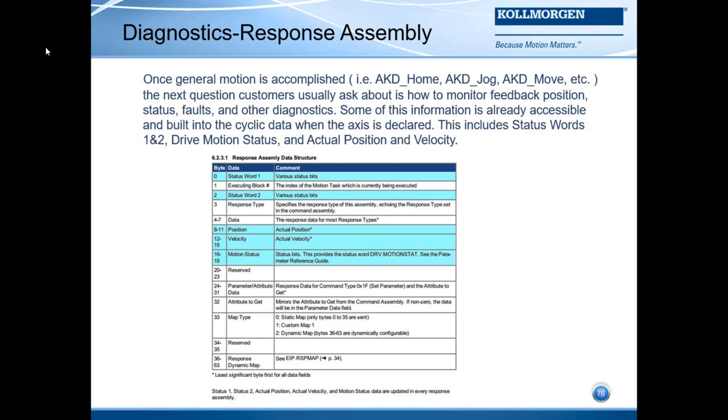Once general motion is accomplished, for example using the AKD home, AKD jog, AKD move add-on instructions, etc., the next question customers usually ask about is how to monitor feedback position, status, faults, and other diagnostics. Some of this information is already accessible and built into the cyclic data when the axis is declared. This includes status words 1 and 2, drive motion status, and actual position and velocity.